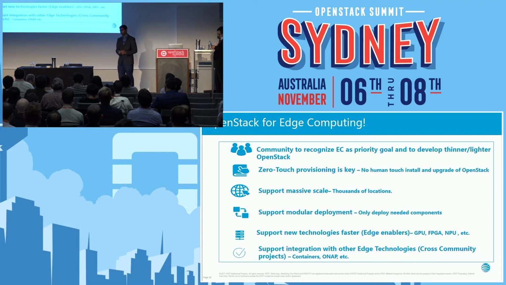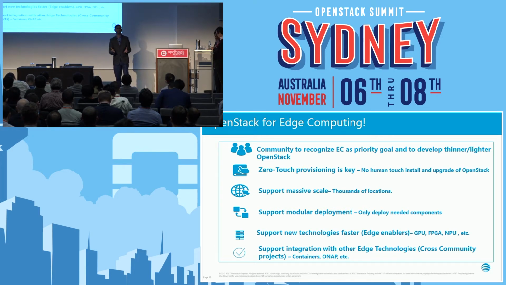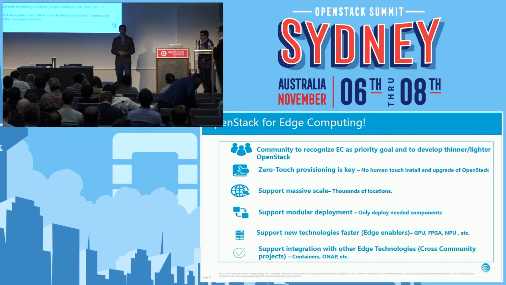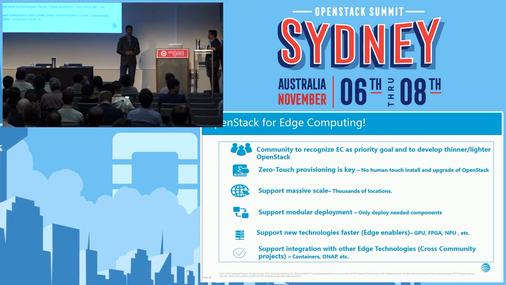Another thing is that zero touch provisioning is key, because when we talk about thousands and millions of locations, there is no way we can have a script or a person going and doing a manual task. That would interrupt the business model of edge computing. So we need to make sure we provide zero touch provisioning as an important thing. And support massive scale.